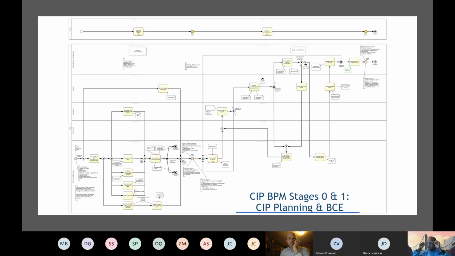This is stage 0 and stage 1, which is the CIP planning and BCE, which are the first 2 stages of the whole CIP delivery process. So this includes all the activities from need identification to approval of the CIP. And that CIP in some instances is a 10-year CIP, and in other instances it is a 5-year CIP, depending on the utility's policy. So the first stage, as you can see here, is stage 0, which is identifying needs, and the second stage is this one, which is approved CIP needs.